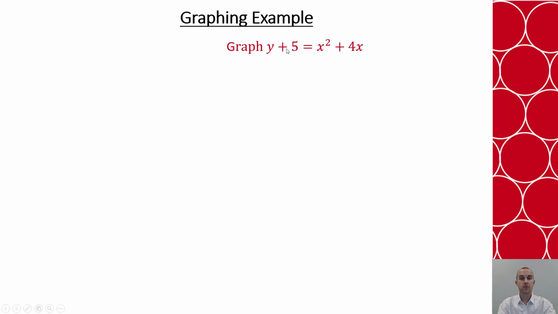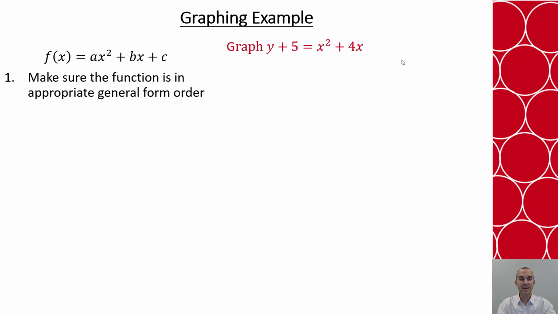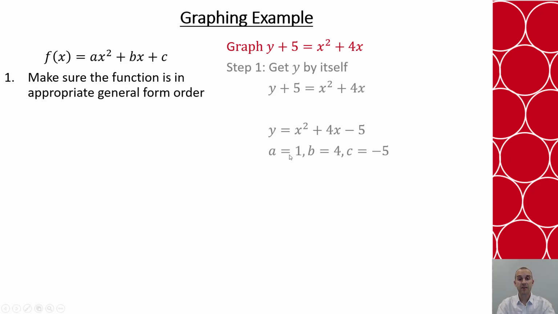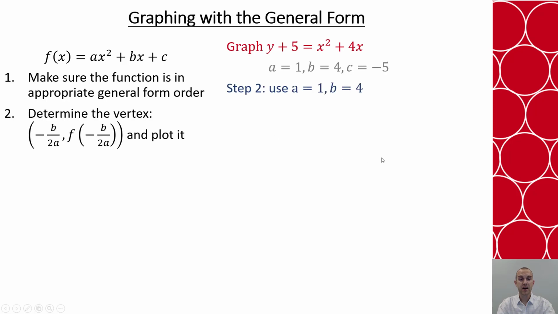So say we want to graph y plus 5 equals x squared plus 4x. First thing we'd want to do is rewrite this so that it is in appropriate general form order. So that would be y equals ax squared plus bx plus c. So we need to get the y value by itself. To do that, I'm going to subtract 5 from both sides, and then I now have my general form for this quadratic function. Now I can find the vertex because I have my a, my b, and my c value.